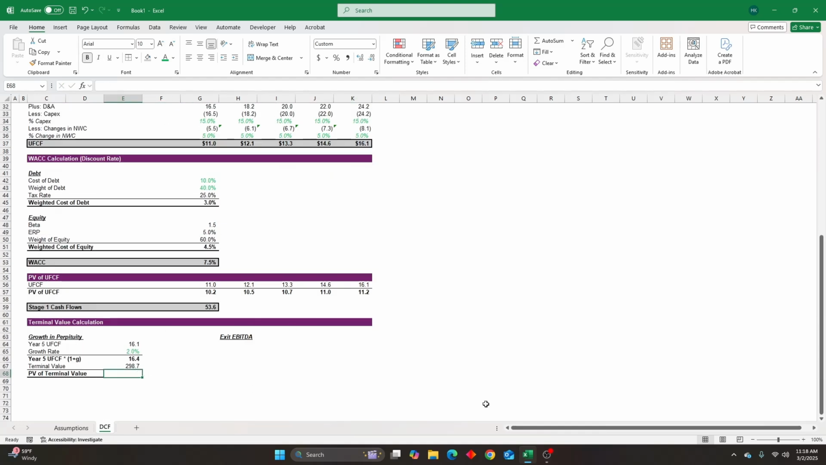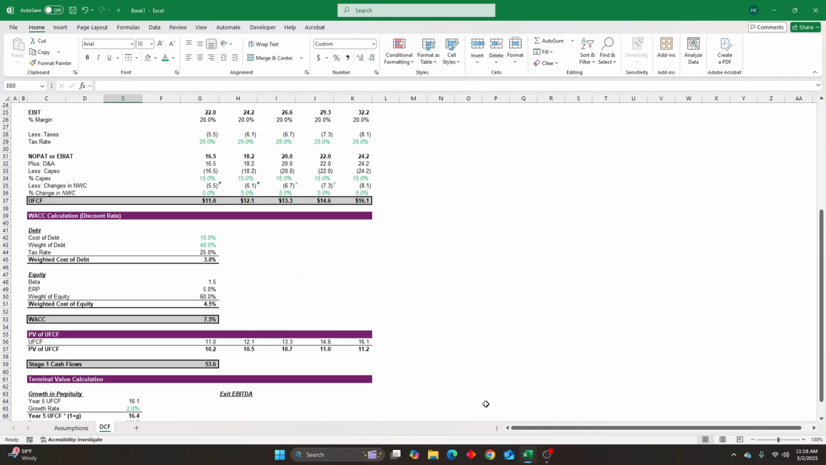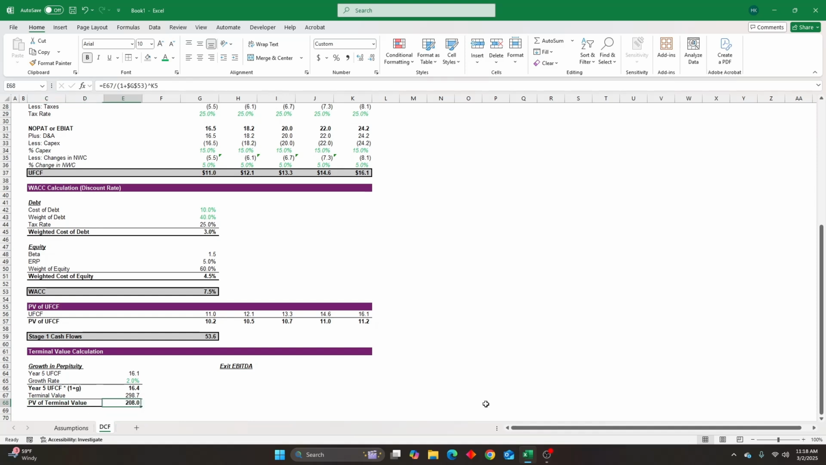And so if that's in year 5, to get our present value, we'll just do the exact same as we did with the other ones. I can actually just cut it, or we'll do it like this. We'll do this divided by 1 plus the WACC to the power of 5. And there we go. So we just discounted back. We calculated our terminal value in year 5 using the growth in perpetuity approach, and then we discounted it back to today to get the present value of our terminal value.